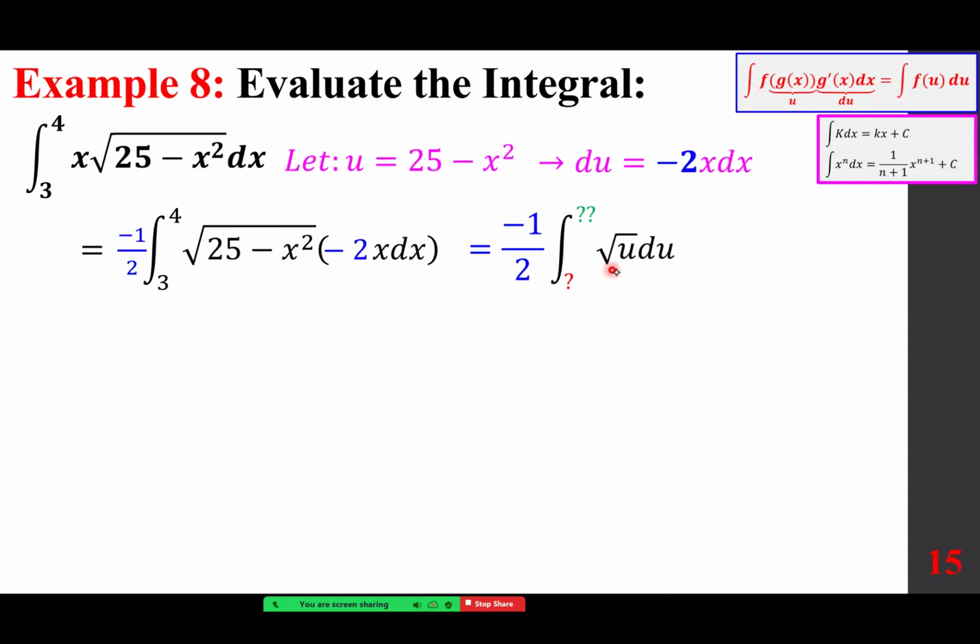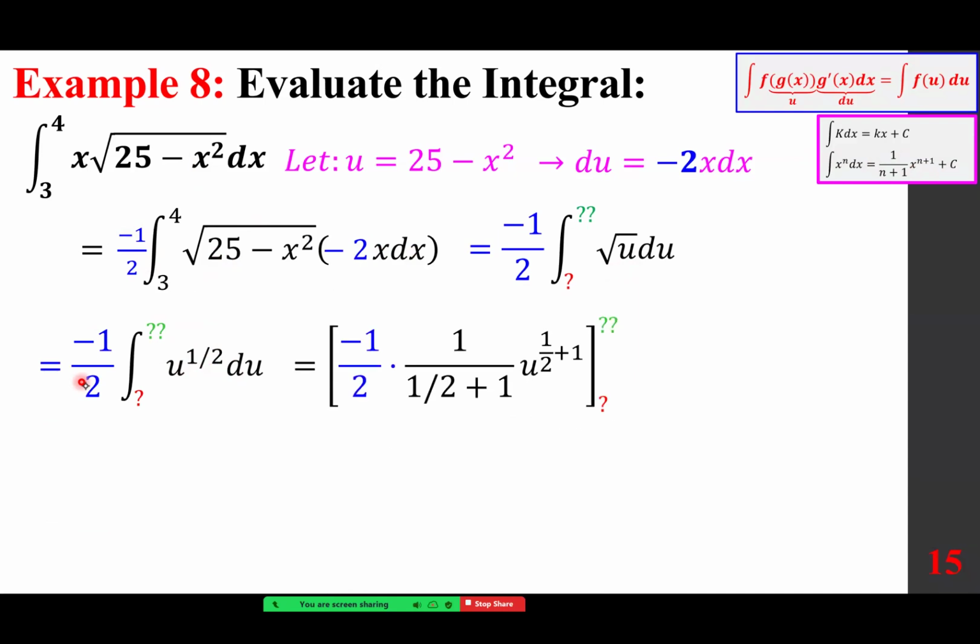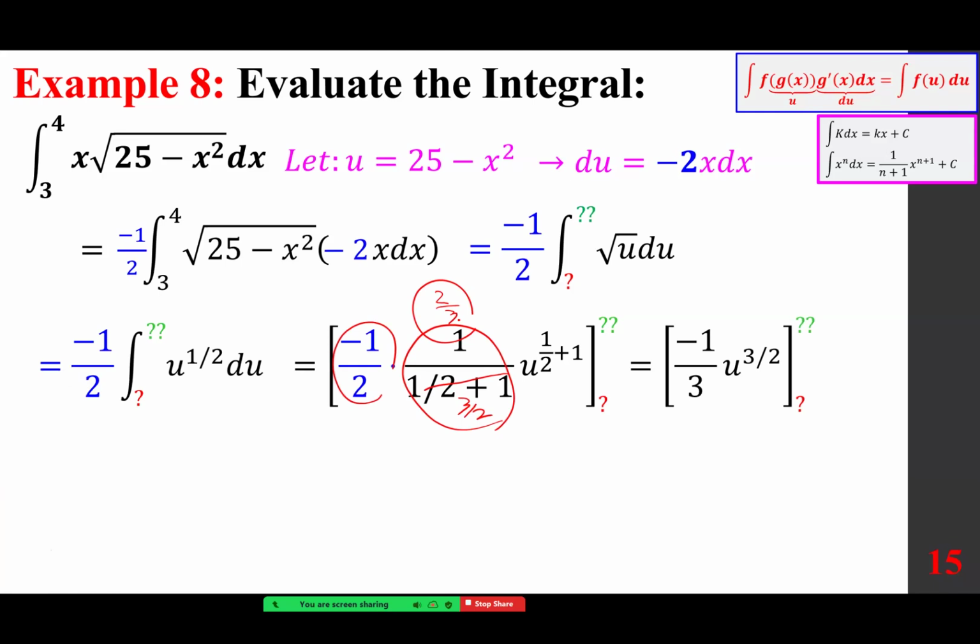We're going to change it to u to the power of 1/2. And we're going to say this, if I want to integrate, I use the power rule on that. 1 over 1/2 plus 1 u to the power of 1/2 plus 1. Don't forget there's a negative 1/2 in front. That's not going to go away. And so 1/2 and 1, they add up to 3/2. And this is now 2/3. And the product of these two numbers is negative 1/3. Again, we don't have the limits yet.